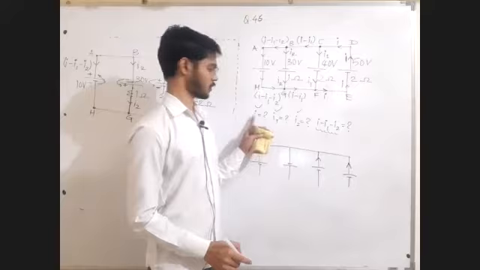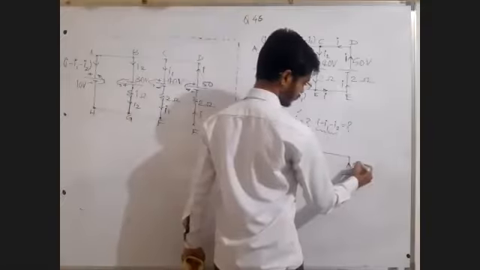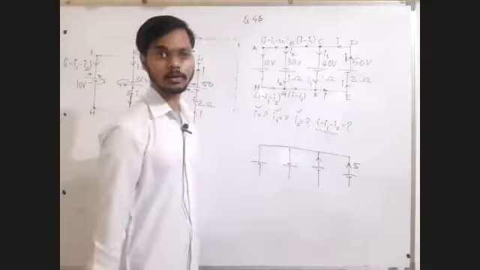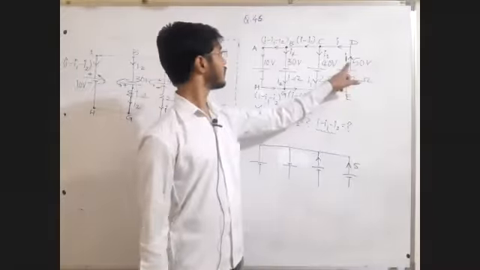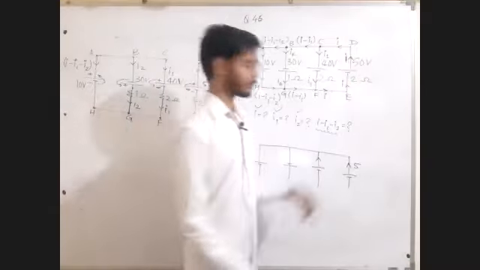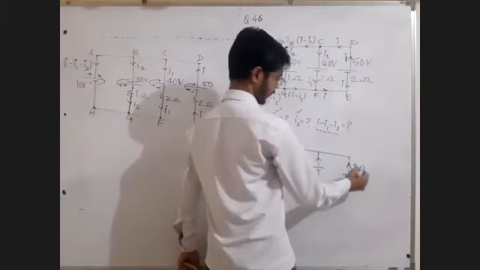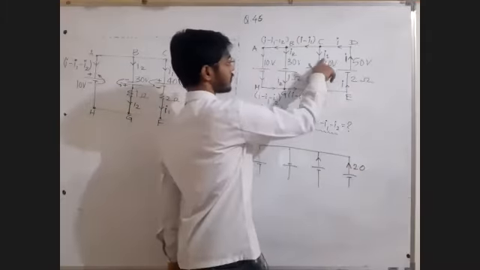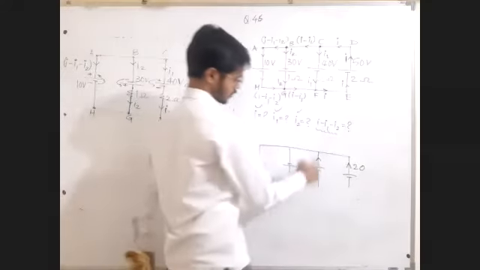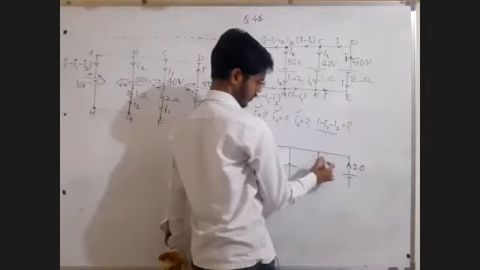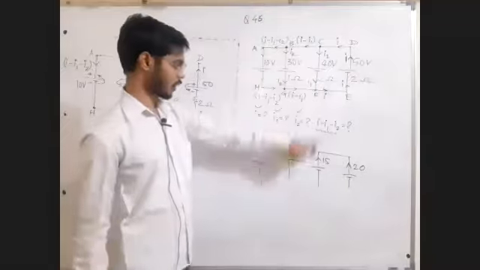I came out to be what? 5. This value I is equal to 20. This value I1 is equal to what? What was I1? Minus 15, right? So I will reverse the direction, reverse the arrow, and I will write there 15.